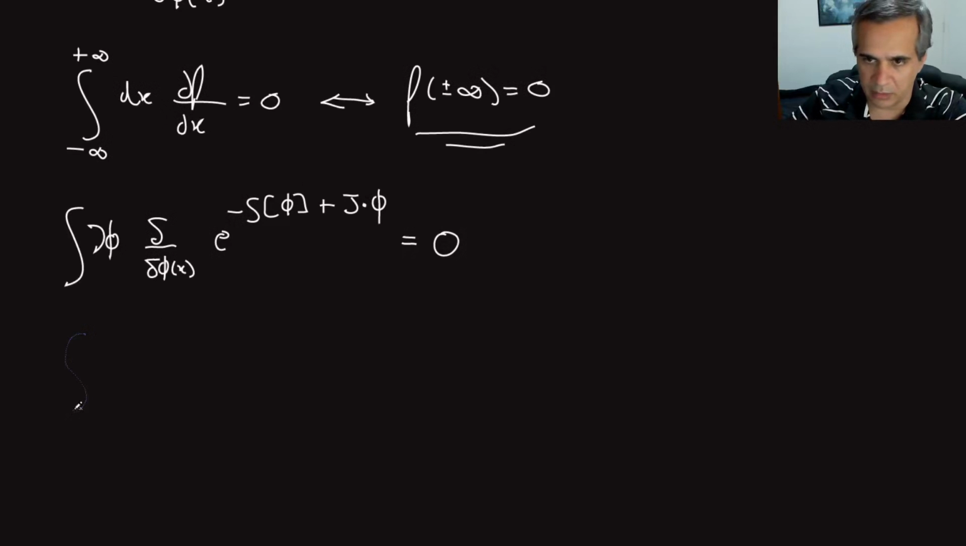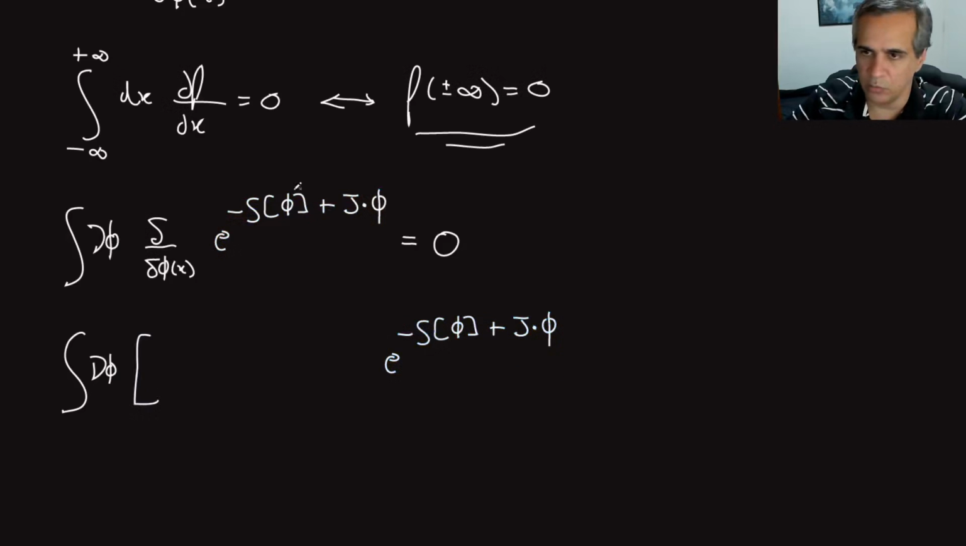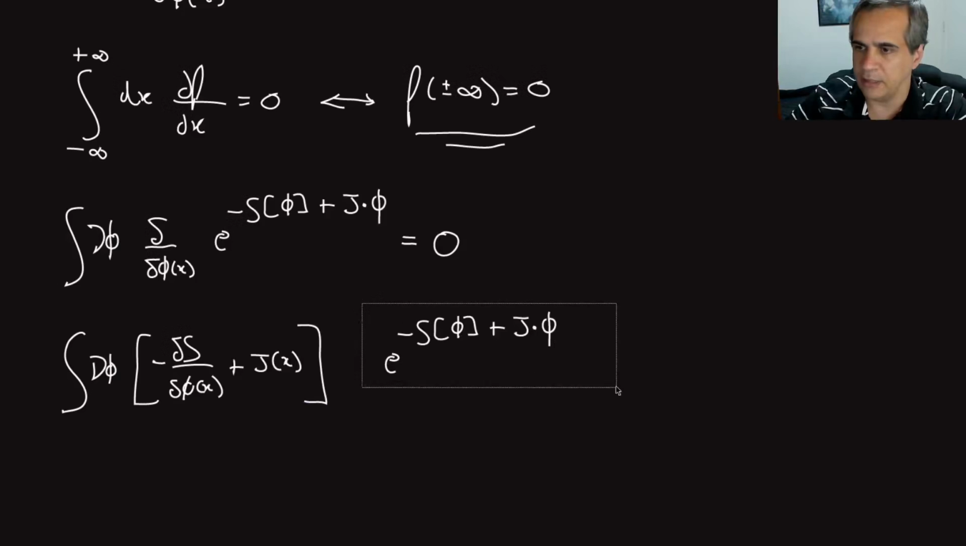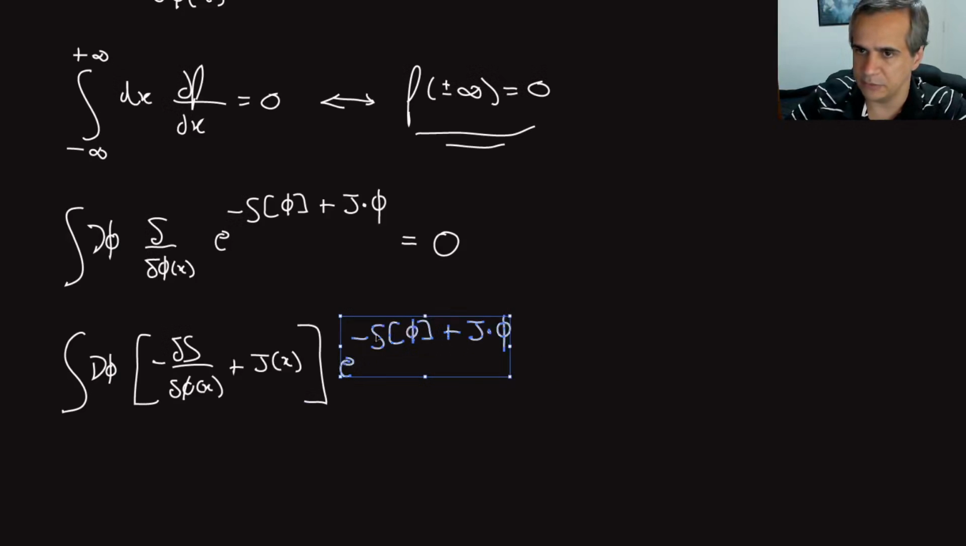I can write my path integral. Let me do this derivative. I'll have the exponential again, which I'll just copy here. And I have the derivative acting on the exponent here, which will be del S del phi of x plus j of x, times this exponential. And since this is the same as above, this needs to be 0.